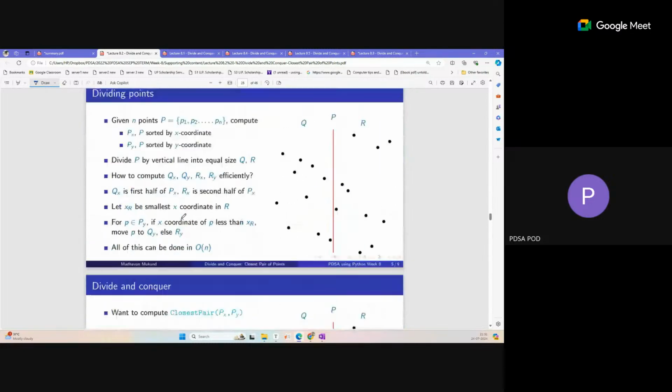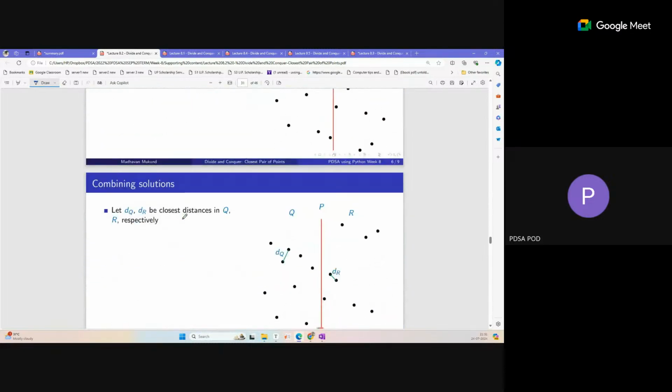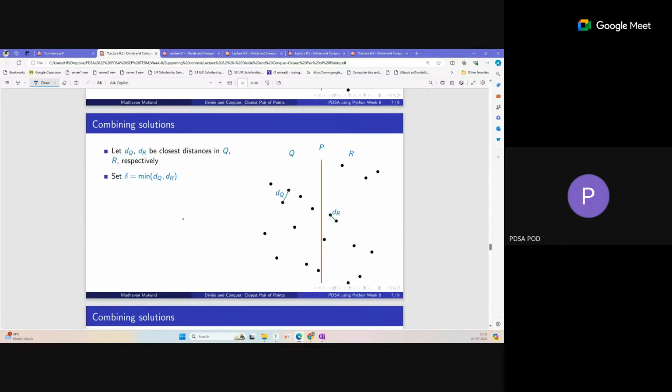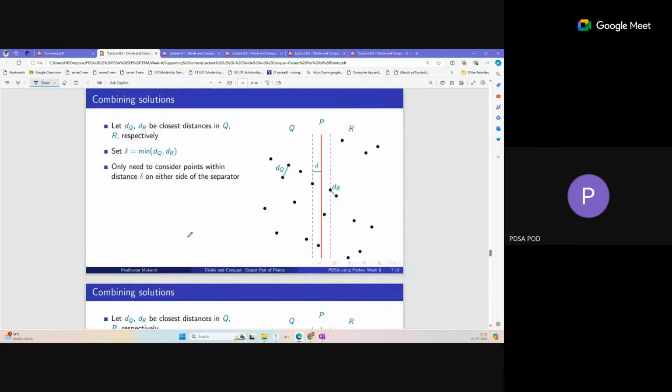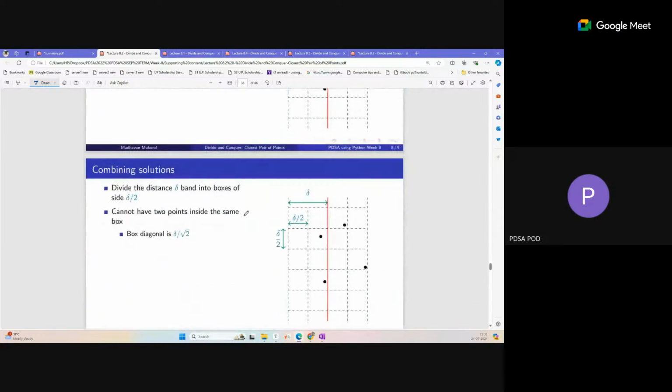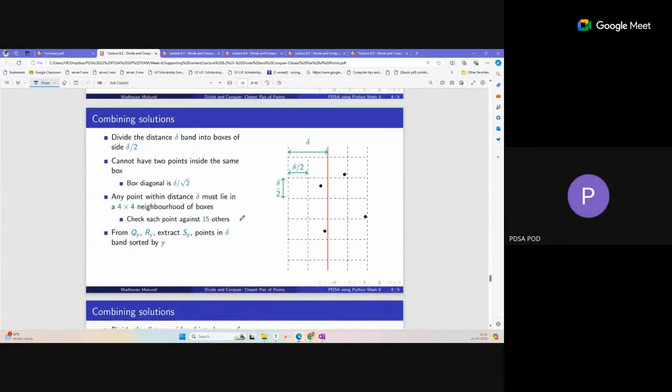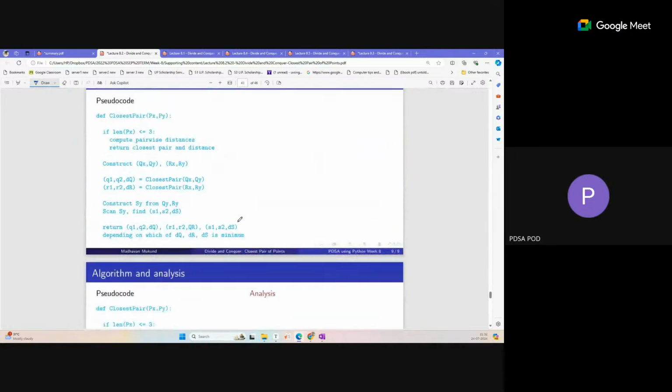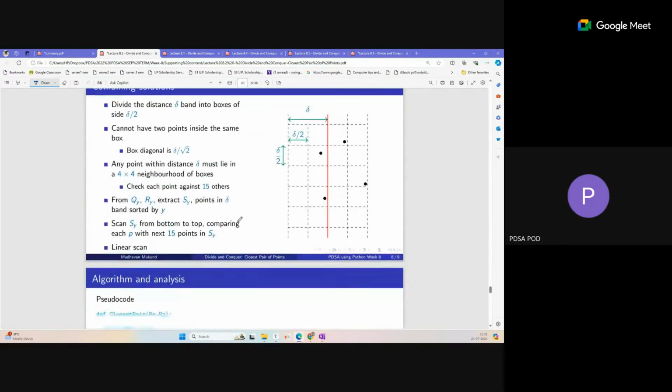So here you can see, after doing this process, this is discussed here: dq is the shortest distance on this side, dr is the shortest distance on this side, and after that we will also figure out some border area. The points which are coming in this border area, we will also check. Then we will figure out the shortest distance, and after that we will return the final smallest distance. So this is the basic idea.